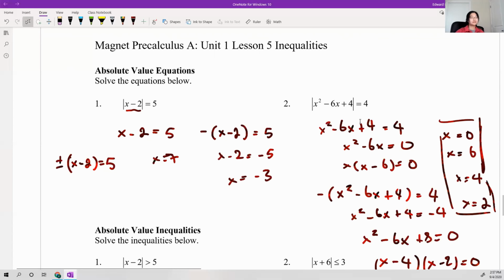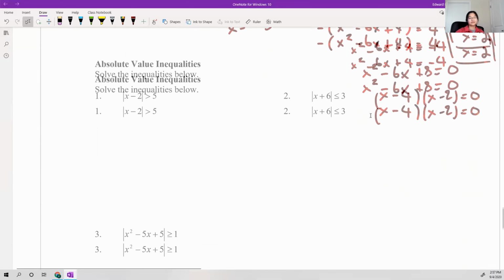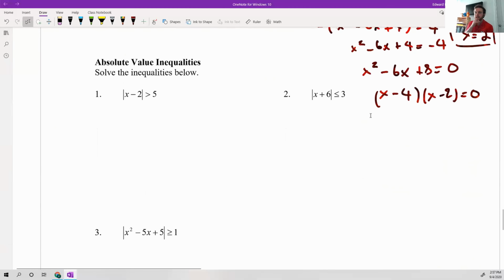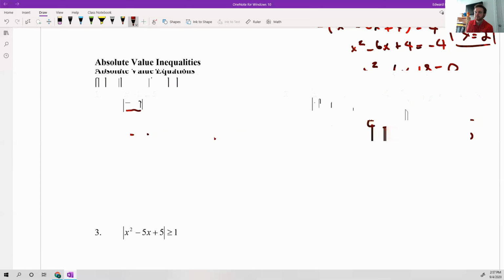Nice. Let's go ahead and scroll down. Let's make it really hard. Let's start looking at absolute value inequalities. Oh, boy. Okay. So how can we interpret this sentence, this absolute value of x minus 2 is greater than 5?